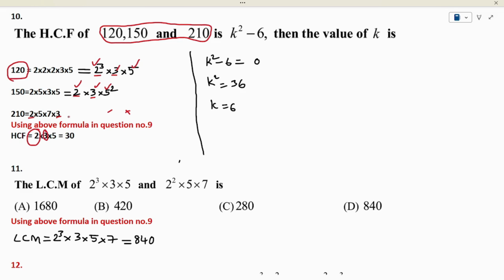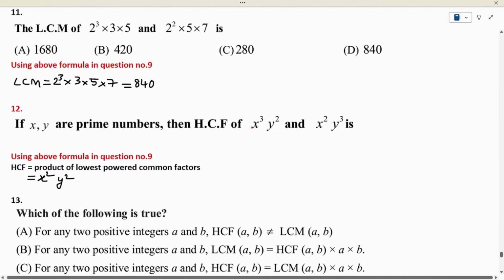3. Again, 5 also common factor. We have 5 here, we have 5 square here, we have 5 here. Which is the least power? 5 power 1 is the least power. So, I choose 5. So, my HCF will become 2 into 3 into 5, that is 30. As per the calculation, my HCF is 30. But as per the problem, HCF is k square minus 6. I can equate k square minus 6 equal to 30. By solving, we will get value of k is 6.